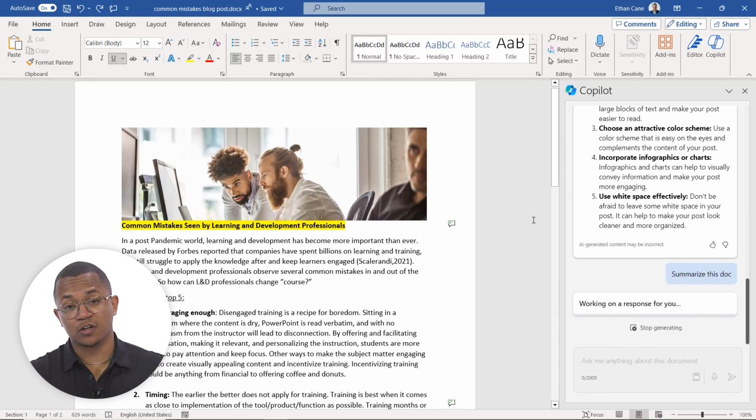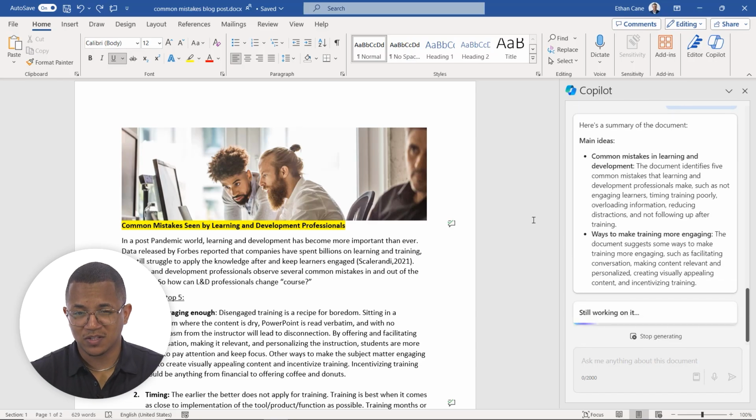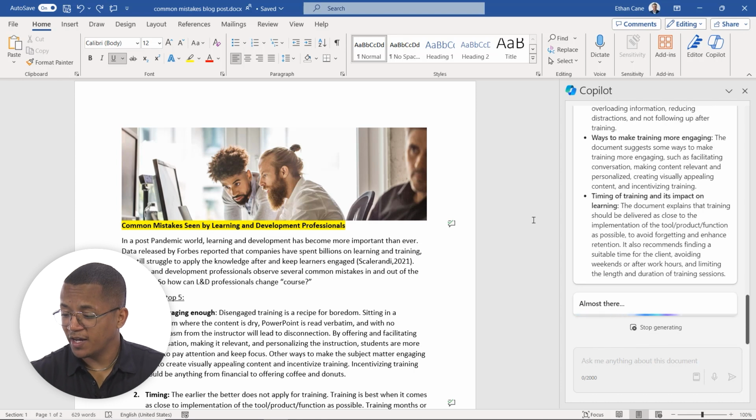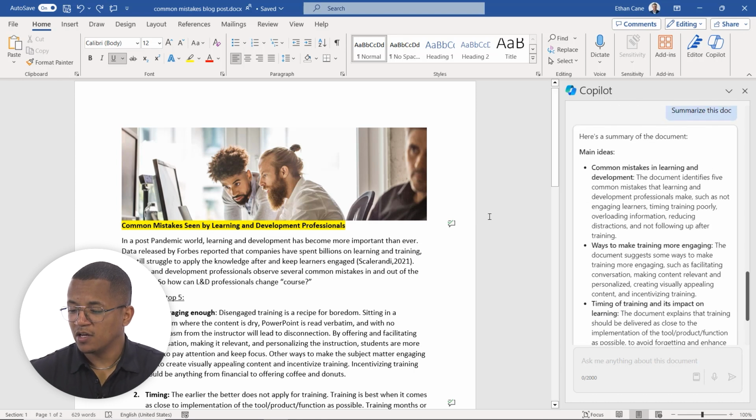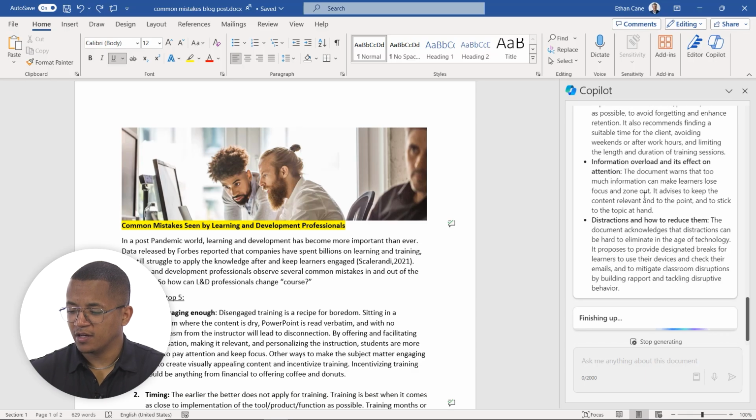And what it's going to do is it's going to go ahead and read this entire Word document for us, grasp those key pieces of information, and then it'll provide us with a response. And it'll give us those key points that we can use to really understand a little bit better what this document is about. So here's the summary that it's providing. It's going to give us the main ideas. Number one, common mistakes in learning and development. And it's going to give us a couple of extra details regarding what each of these ideas are, ways to make training more engaging, timing of the training, so on and so forth.